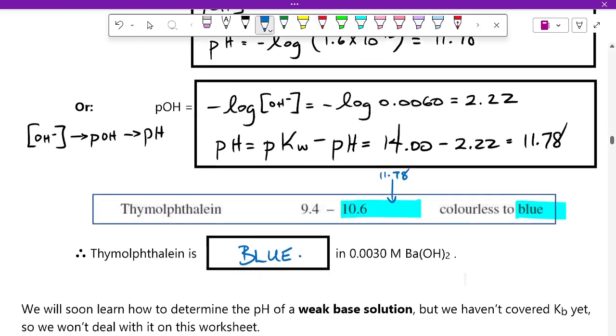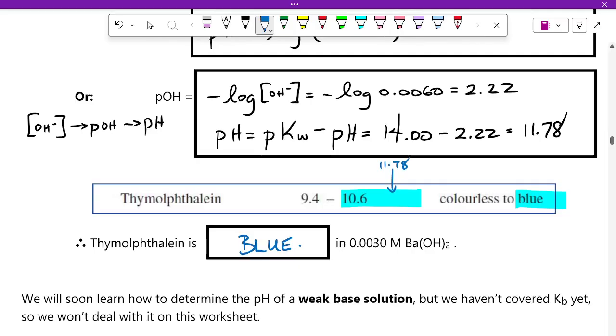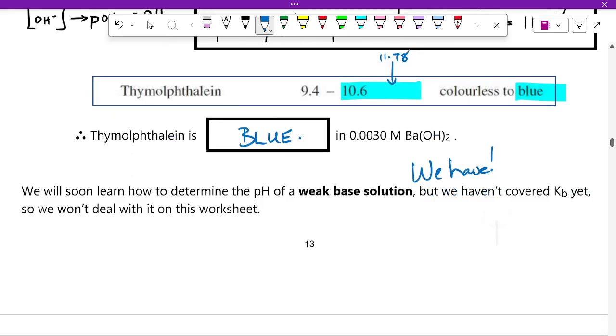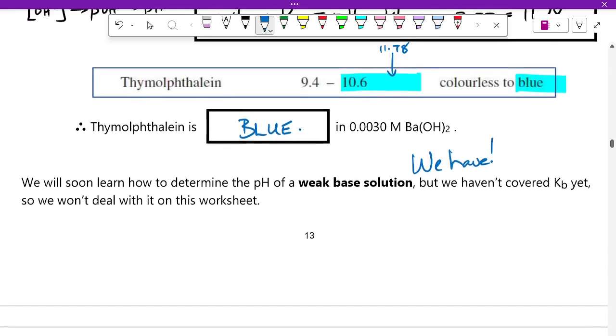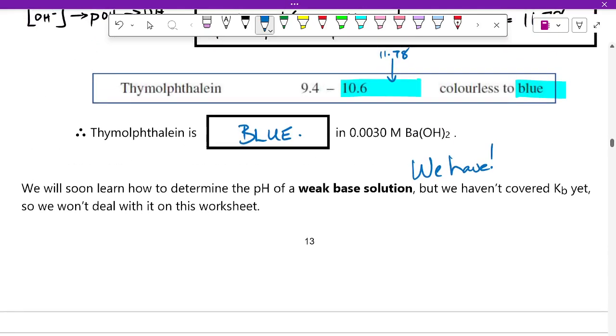We will soon learn how to determine the pH of a weak base solution. But we haven't covered Kb yet, so we won't deal with it on this worksheet.